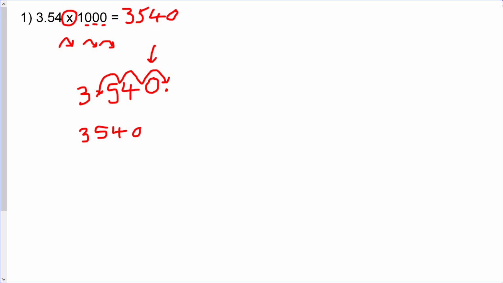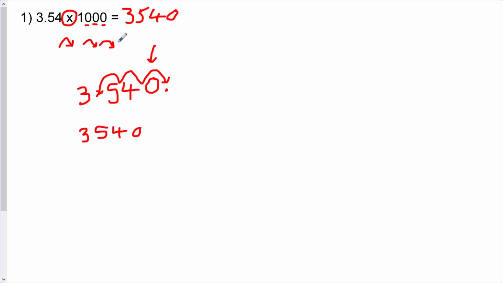Let's have a look at one more before you have a go yourselves. So here now we have 78.9 multiplied or times by 10. The first thing we check again is the operation, which this time is a multiplication sum or a times sum, and remember time moves forward.